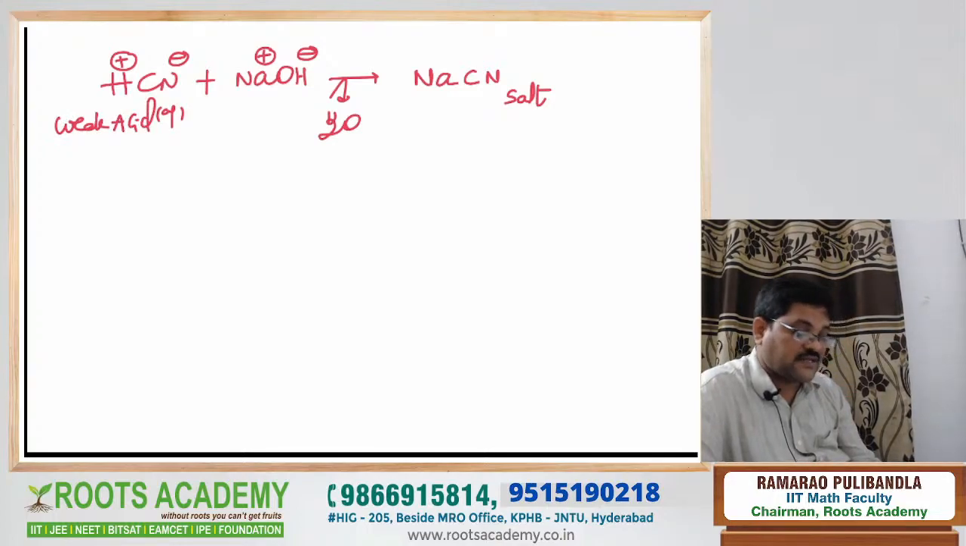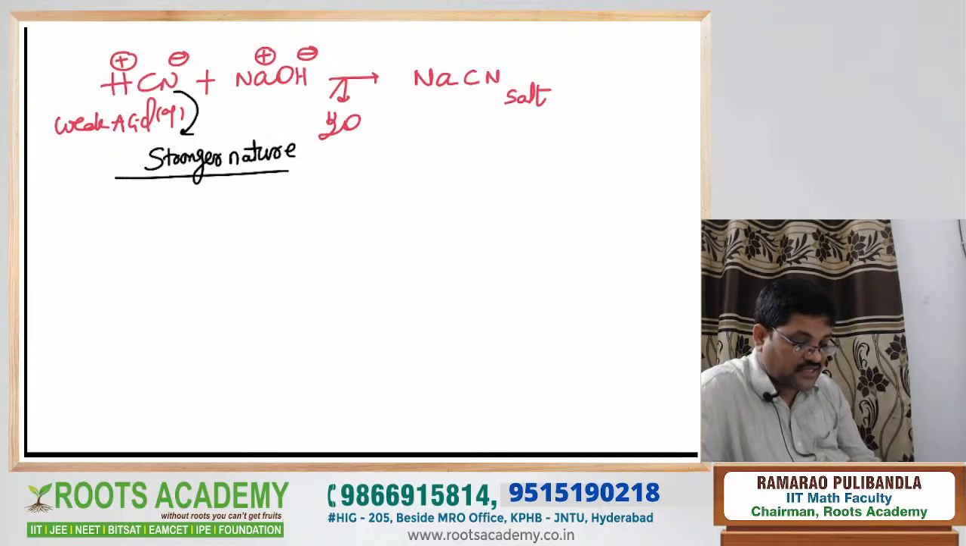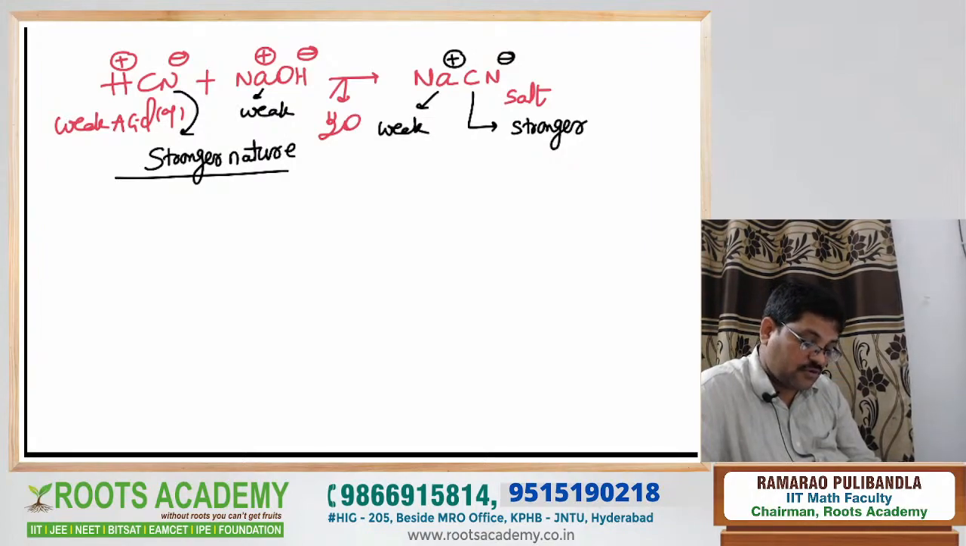As HCN is a weak acid, according to the Bronsted-Lowry concept, if the acid is weak, the corresponding anion is of stronger nature. Acid is weak, the corresponding anion is what nature? Stronger nature. Actually, NaOH is a strong base. Because of the strong base, Na+ ion is weak. Simple logic. Therefore, in the salt of Na+ and CN-, the CN- ion is what nature, students? Stronger nature. Na+ ion is of weaker nature.